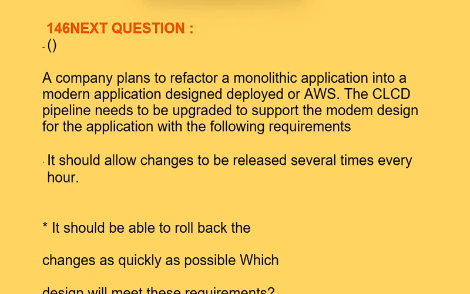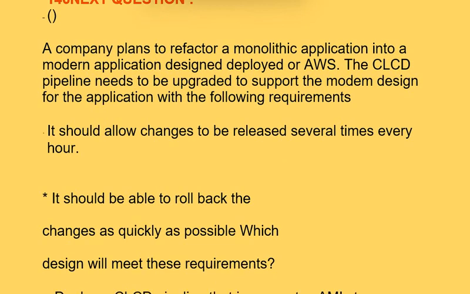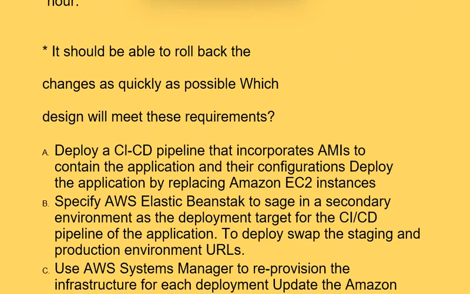Question: a company plans to refactor a monolithic application into a modern application designed and deployed on AWS. The CI/CD pipeline needs to be upgraded to support the modern design for the application with the following requirements. It should allow changes to be released several times every hour. It should be able to roll back the changes as quickly as possible. Which design will meet these requirements?